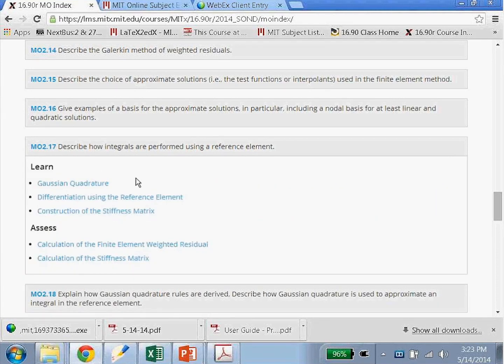I think our tagging is pretty thorough. As you click on that, here are all the places in the notes where, in this particular one, describe how integrals are performed in the reference element. These are the sections in the notes that relate to this measurable outcome. And then these are the sections in the notes that have embedded questions in them. So if you're looking for a study guide, go through these measurable outcomes and go back to the notes, making sure that you can execute whatever it says here.